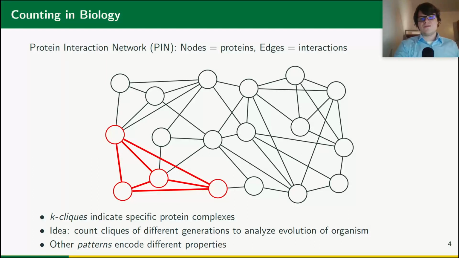And now the idea is quite simple. If we have an organism and we would like to study how this organism evolves over time, then we could just count how often these 4-cliques appear in this network and see how this number changes with different generations of this organism in order to study how this organism evolves over time. And of course, we cannot only count 4-cliques, but we can count all sorts of patterns and use this to study the evolution of an organism.